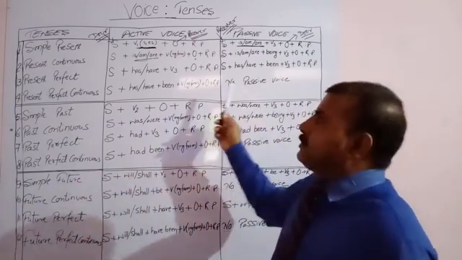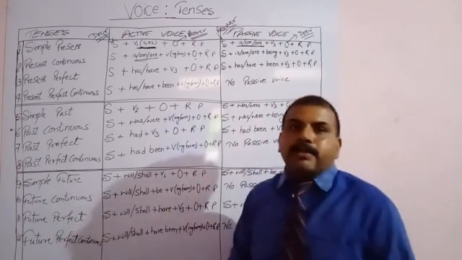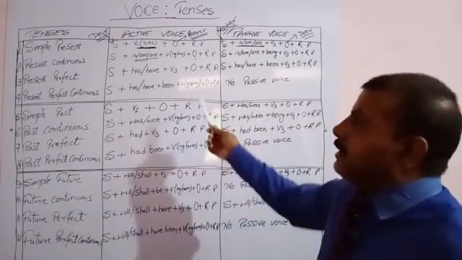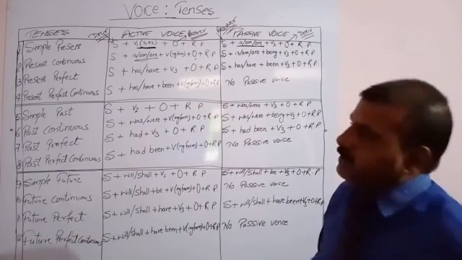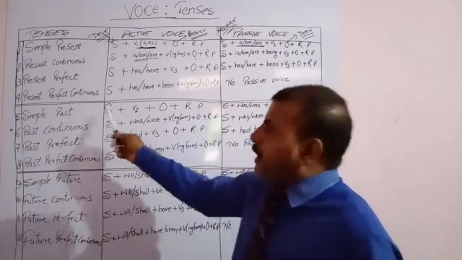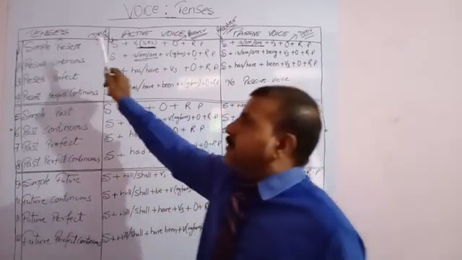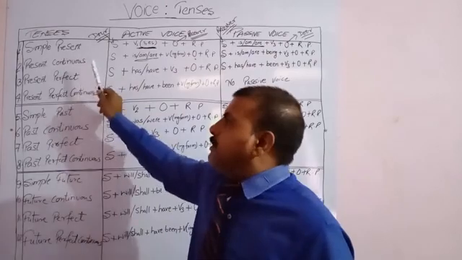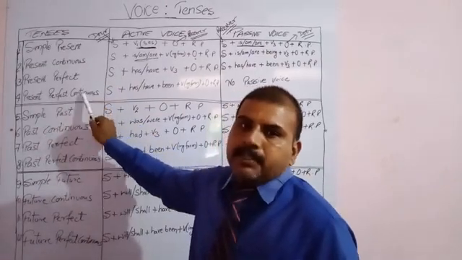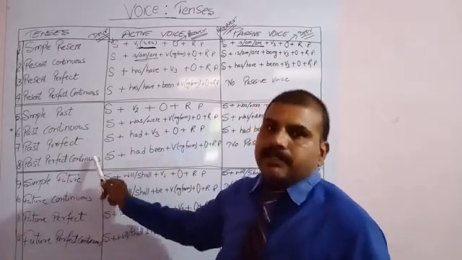So till here just try to understand the structure of active voice and passive voice in different kinds of tenses. So this was the case about present: present indefinite, present continuous, present perfect, present perfect continuous. Now come to past tense.